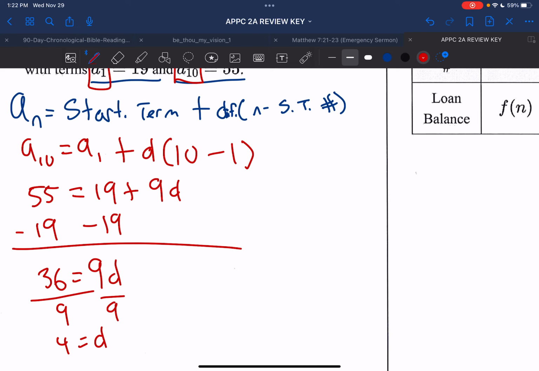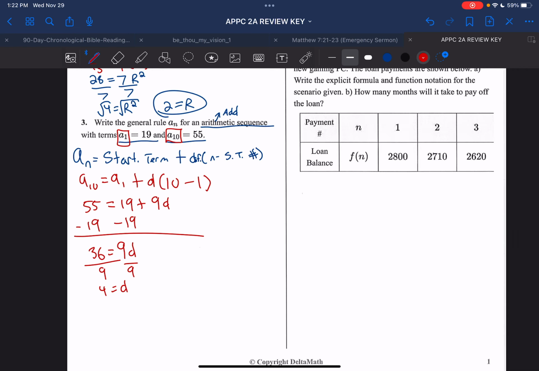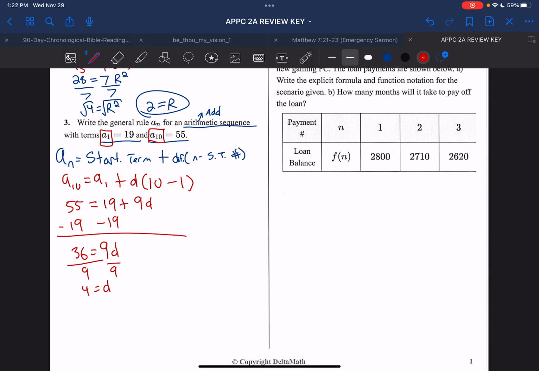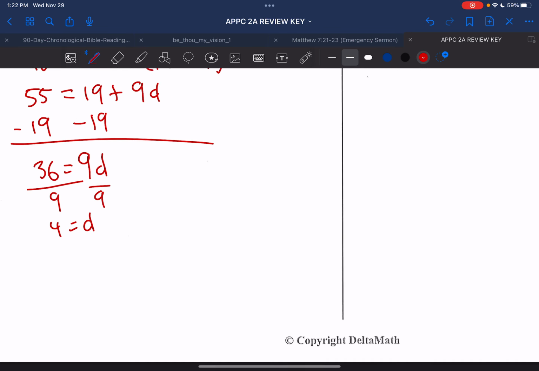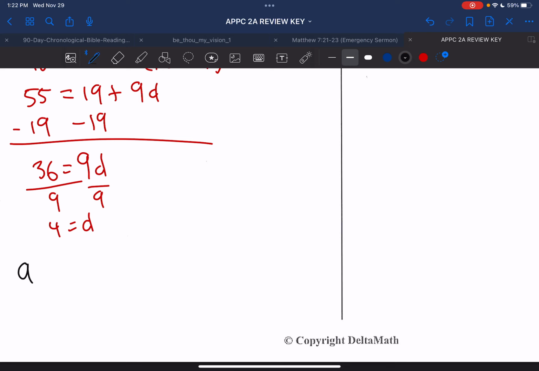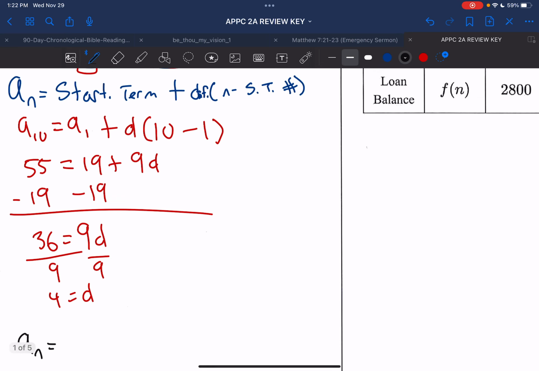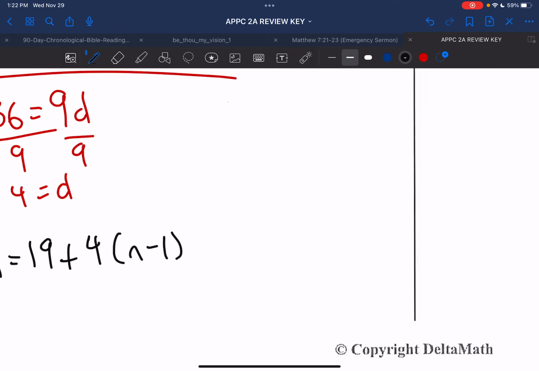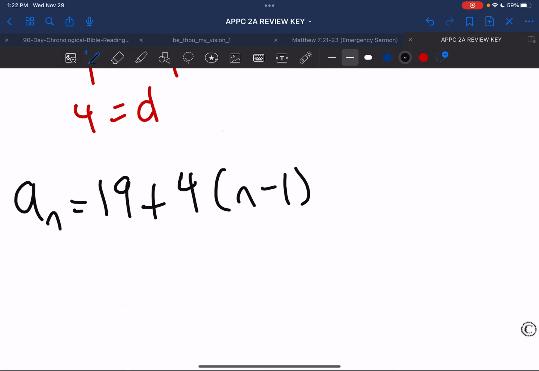So my difference is 4. To write a general rule, it just wants the AN form, so it probably just wants the n minus 1, but we'll do both. So we could write this as AN equals my term 1. Term 1 is 19. So 19 plus, just plug in my difference that I just found, 4 times n minus 1. Sorry, used to do in geometric a lot.